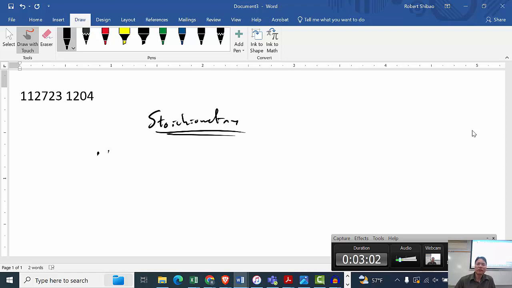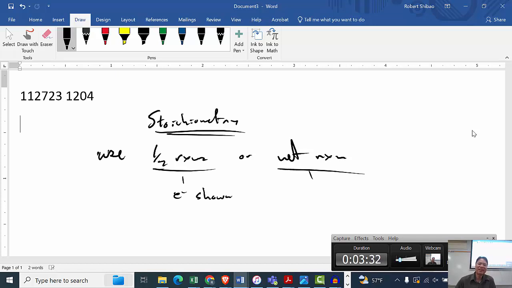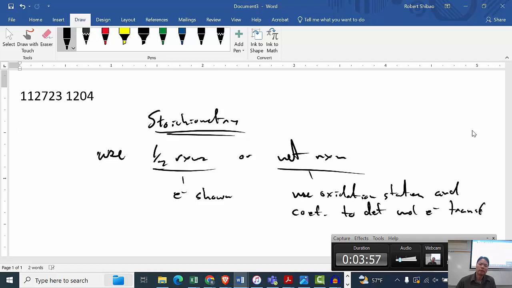Stoichiometry, we use the number of electrons transferred. And so use either the half reactions or net reaction. The half reactions are a little bit easier because you can see how many electrons are transferred directly. So for the net reaction, you have to determine how many electrons are transferred by using oxidation states and coefficients to determine how many electrons transferred.